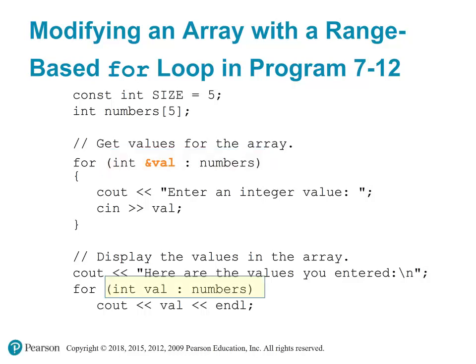The second for loop iterates through the array and prints each value. We don't need a reference here because we are not modifying the array, just reading it. The program then displays the array values one at a time. This is a simple read operation, so no reference is needed.